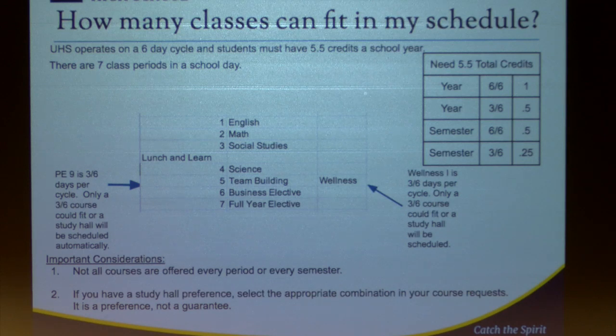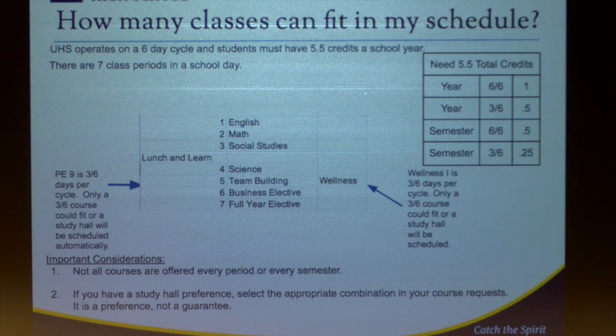So if you look at this, we have 3 courses in the morning, and then we have that lunch and learn 1-hour block. And then we have 4 periods in the afternoon. So the students have a total of 7 periods. So if I'm a freshman, I'm taking my English, math, social studies, and science. Okay? There are 4 right off the top.